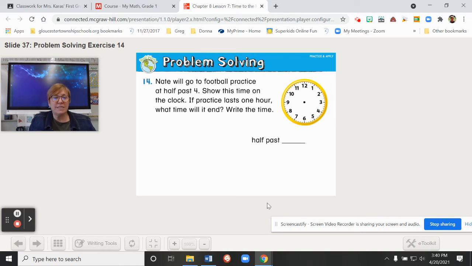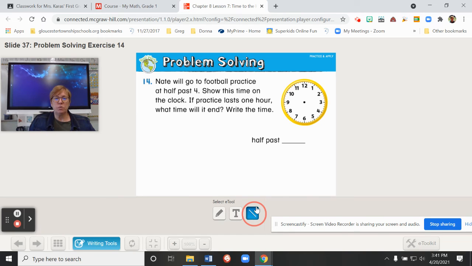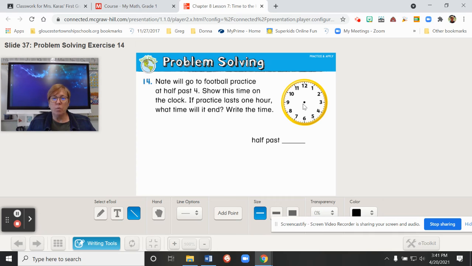Okay. Here we go. Nate will go to football practice at 4:30. Show this time on the clock. If practice lasts 1 hour, what time will it end? Now, let's practice. Let's do 4:30. Well, as we've said, we know the minute hand for 4:30 goes to the 6, correct? The hour hand is coming off the 4, but has not reached the 5. Oops, that's not quite long enough, but that's all right. All right, so there's your 4:30.